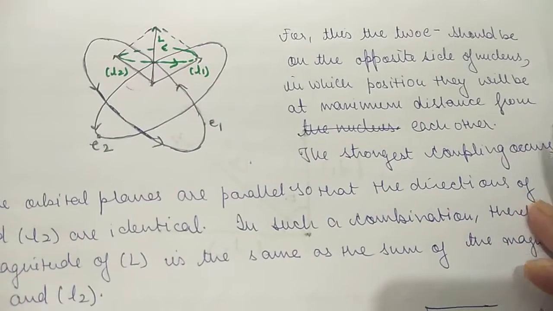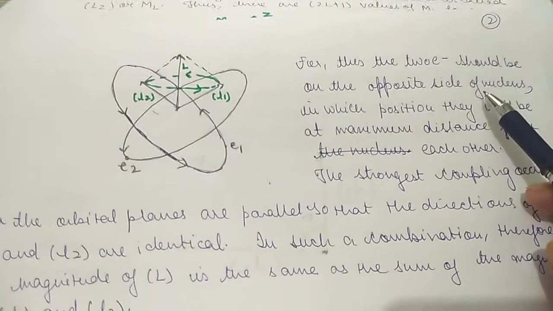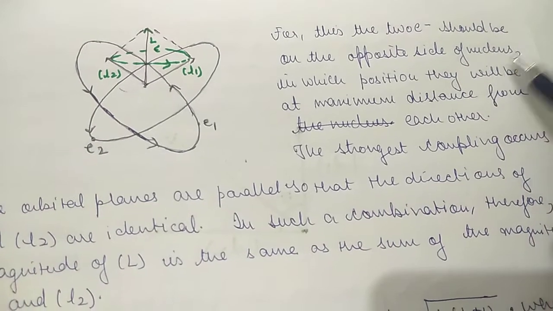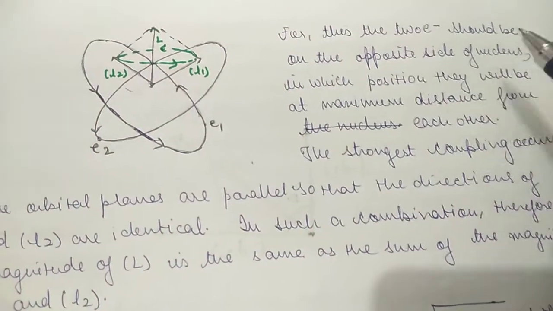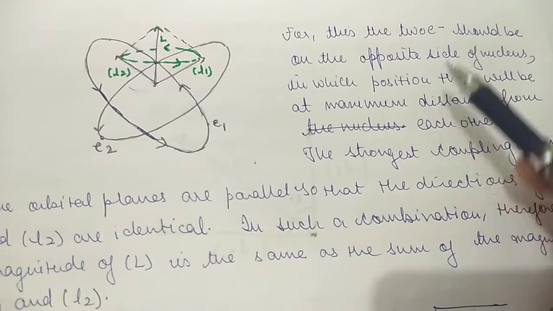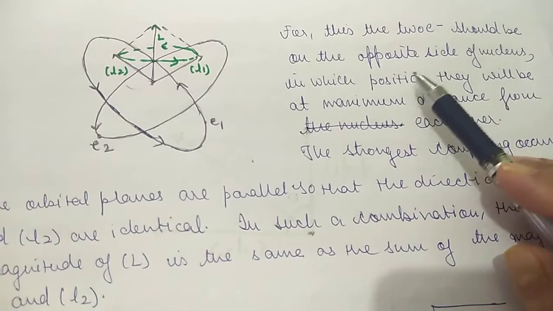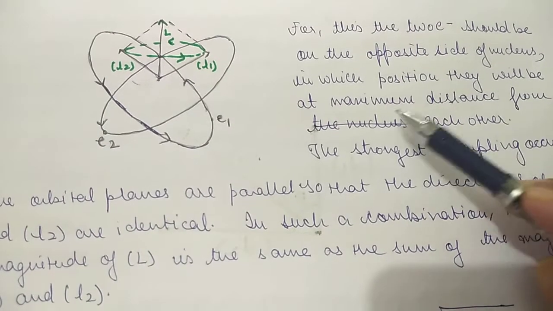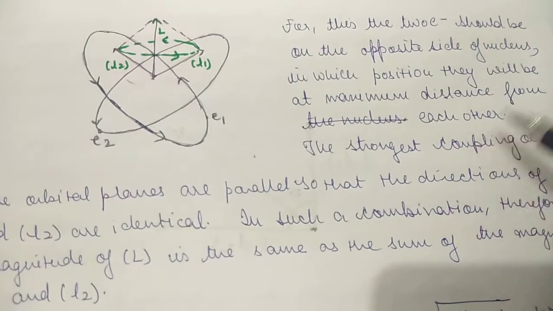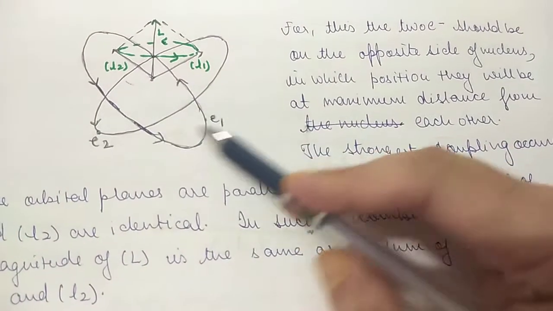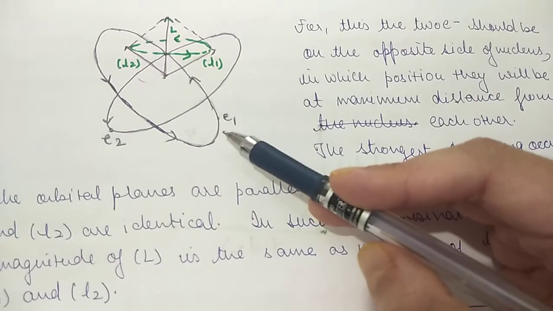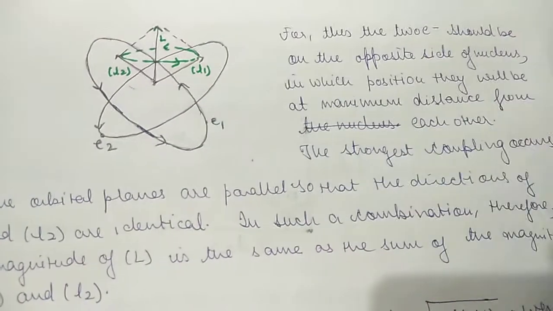Now for this, the two electrons should be on opposite sides of the nucleus for this combination to occur. In which position will they be at maximum distance from each other? Yes, when they are at maximum distance from each other, only then will the repulsions between the two be the minimum.